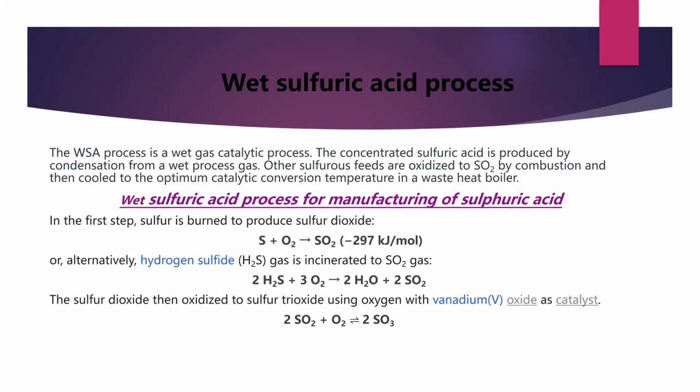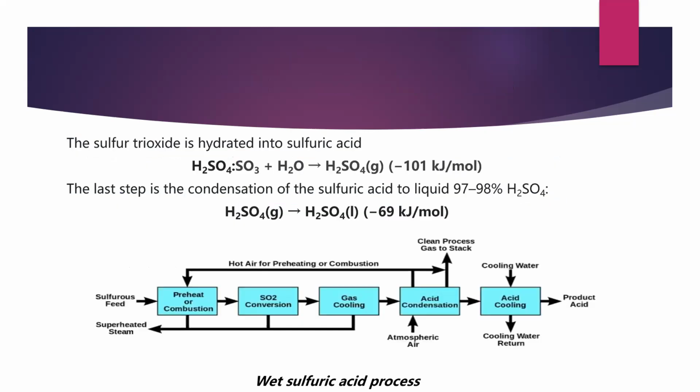The wet sulfuric acid process for manufacturing sulfuric acid has the following steps. In the first step, sulfur is burned to produce sulfur dioxide, or alternatively hydrogen sulfide gas is incinerated to SO2 gas. The sulfur dioxide is then oxidized to sulfur trioxide using oxygen with vanadium oxide as catalyst. The sulfur trioxide is hydrated into sulfuric acid, and the last step is the condensation of sulfuric acid to liquid 97 to 98% H2SO4. This flow chart shows the wet sulfuric acid process.